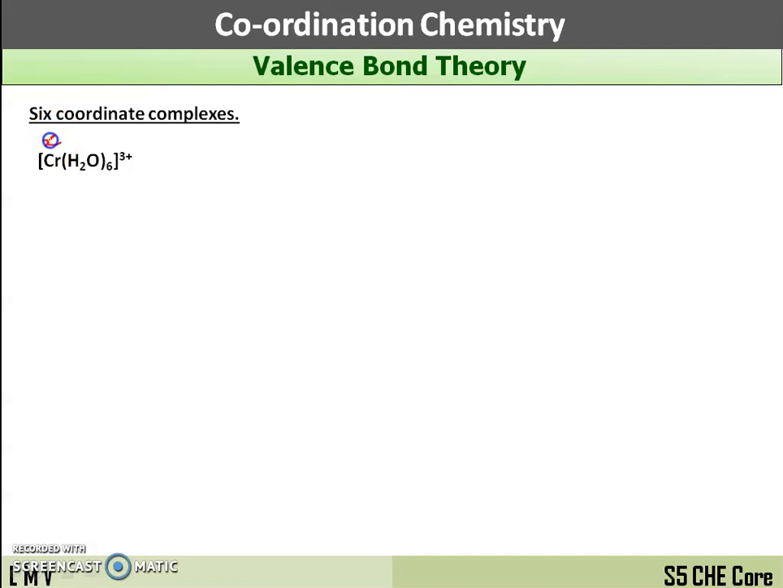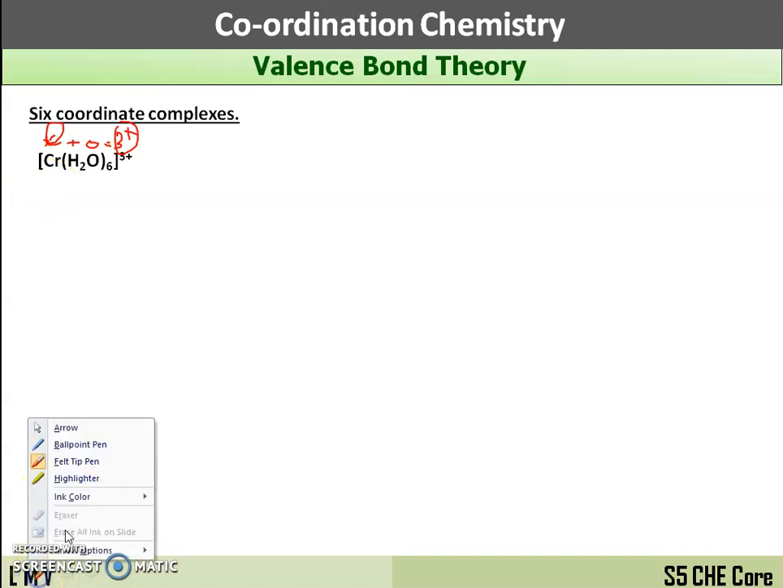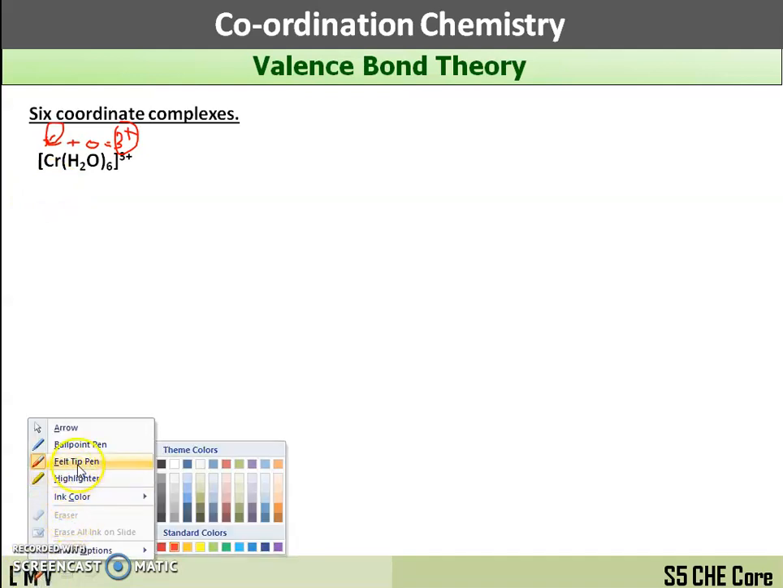Then we have H2O, right? H2O has zero charge. So X plus 0 is equal to the charge of the complex ion. It is 3+. So X is equal to 3+, or chromium is in the 3+ oxidation state. Is that clear? Chromium is in the 3+ oxidation state.